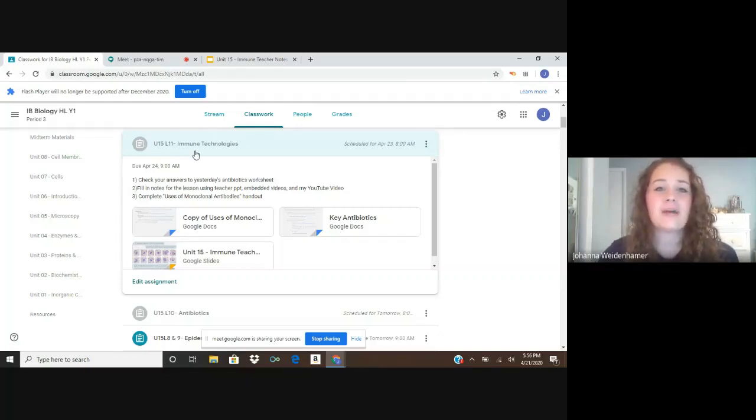Today we're going to be talking about Immune Technologies Lesson 11. We're going to start off by first checking our answers to yesterday's antibiotics worksheet that is attached below in the assignments. We're then going to be filling out our notes for the lesson using the teacher PowerPoint slide that's also attached, the videos that are embedded right within the PowerPoint slide, and the video that you're listening to right now.